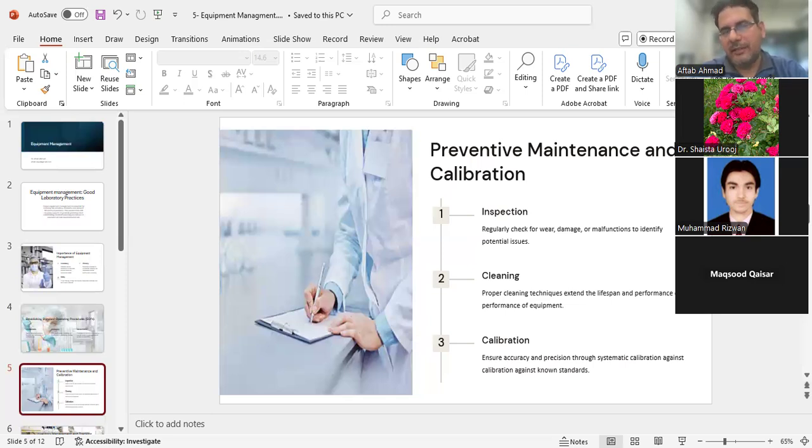So the first thing which is very, very important is the inspection. This is about the regular check for wear, damage, and malfunction to identify potential issues. So regularly you check any damage to your equipment, whatever equipment you are using. Sometimes it happens that you are putting the tubes and tubes get stuck inside a centrifuge. It can get stuck inside a PCR machine. So you have to remove it, and during removal, maybe the hole in which you have put those tubes might be damaged, or could have a bad shape.